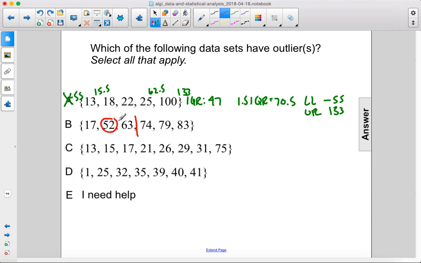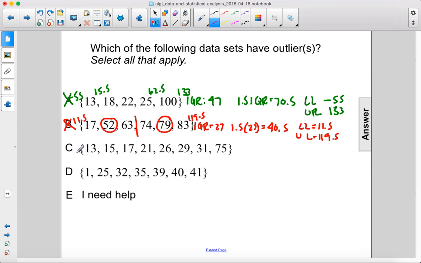Moving on to B, we have the center of the data here. Therefore, the lower quartile is 52 and the upper quartile is 79, giving us an IQR of 27. 1.5 times 27 is 40.5, giving us a lower limit of 11.5, which is below the lowest number here, so there's no outlier down here, and the upper limit of 119.5, which is over here, so there are no outliers in B.